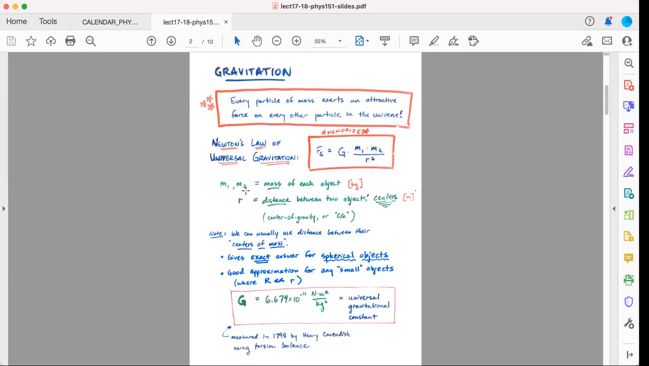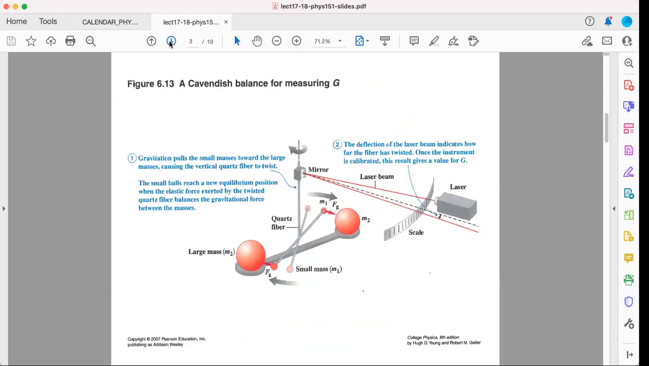So the mass of each object is calculated in kilograms. The distance between the two objects is in meters. The two objects are normally approximated like two dots, as if all the mass is at the center of gravity of the two spherical objects. And this is G. So every particle of mass exerts an attraction force on every other particle in the universe, okay? And you need to memorize this equation.